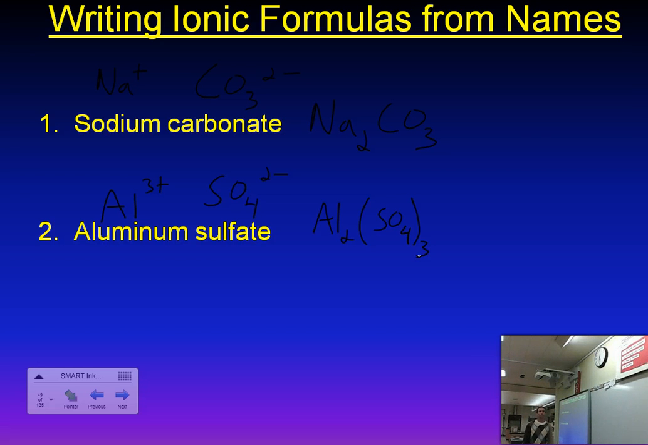One last example, I wanted to throw in one that had a transition metal. Now when you see the Roman numerals, remember the transition metals can lose different amounts of electrons. The Roman numeral tells you how many electrons it lost. So in this case, iron 2 means that it lost 2 electrons, so it's Fe2+.